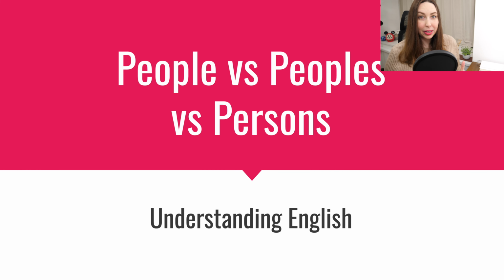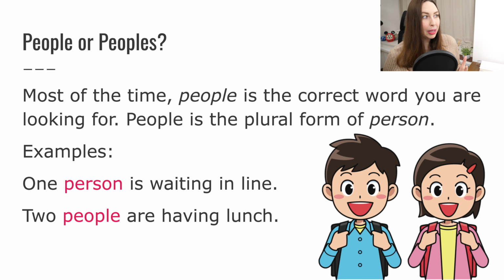So we have people versus peoples versus persons. So let's take a look at each one. So people or peoples, right? Most of the time, people is the correct word you are looking for. People is the plural form of person. So when you're having an everyday conversation and you want to talk about many people, the correct word is probably people, okay? So make people your go-to word for the plural of person, okay?